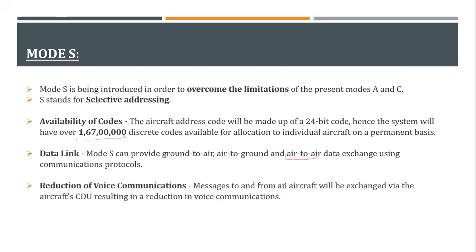Because of this, ATC knows the position and the altitude the aircraft is flying at, so there will be less communication. The ATC will likely not ask what the altitude of the aircraft is because it already knows. So there is less communication and less workload on the pilots. Height readout is in increments of 25 feet. That is the accuracy.